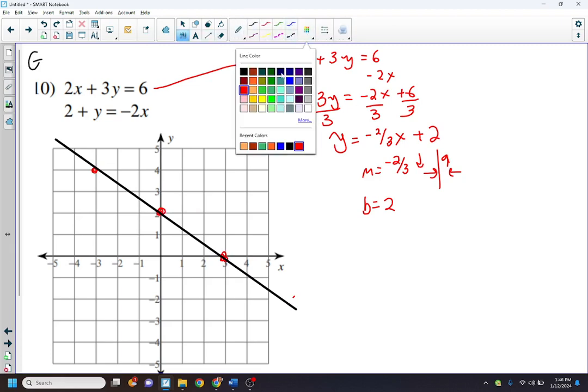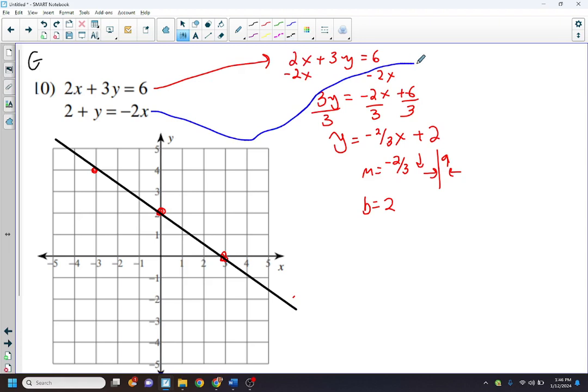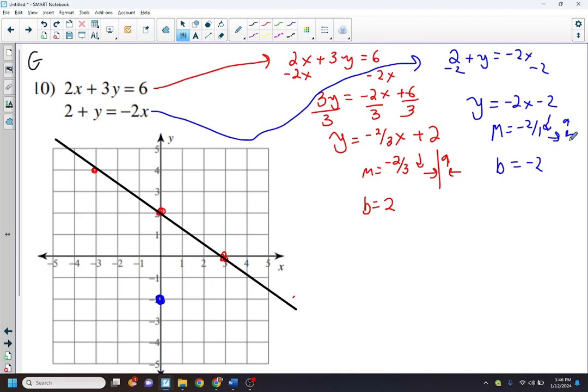Do the same thing for the blue over here, or for the other one. 2 plus y equals negative 2x. Subtract 2. Y equals negative 2x minus 2, where your m is negative 2 over 1 and your b is negative 2. So I'm going to go down 2. Negative 2 over 1 tells me down and right, or up and left. So down 2, right 1.